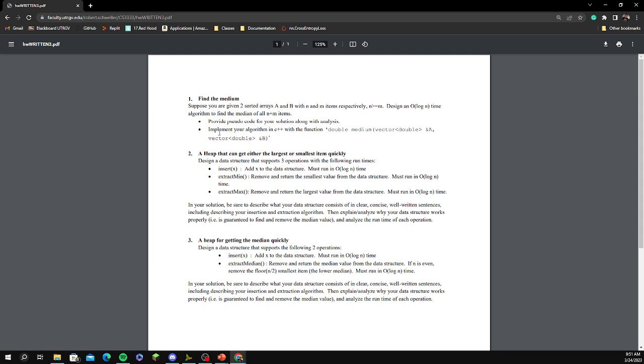The second problem is a heap that can get either the largest or smallest item quickly. We're going to have three functions in the data structure: insert, extract min, and extract max, which are going to be running in big O log of n. The third is a heap for getting the median quickly. It's mostly just derivatives of the first and second problems, because we're using heaps and extracting the median.